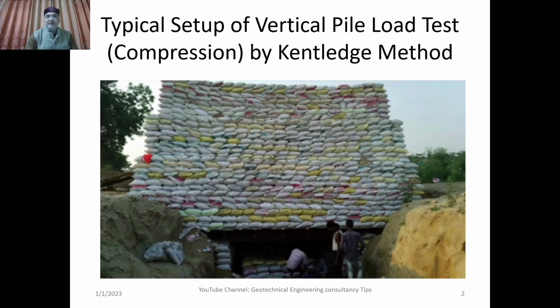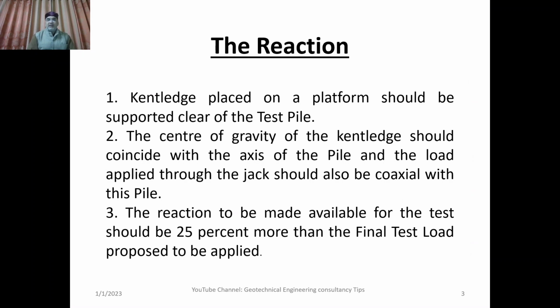Now the next slide. This is the typical setup of vertical pile load test in compression by Kentledge method. This shows how much Kentledge load is to be arranged. As I have already told in one of my previous lectures, the initial load test is done at 2.5 times the design load, plus 25% extra Kentledge, and the routine load test is done for 1.5 times the design load of the pile, plus 25% extra Kentledge is to be maintained over and above that.